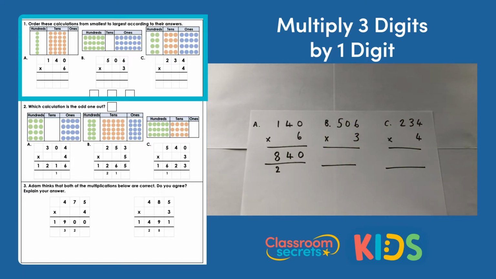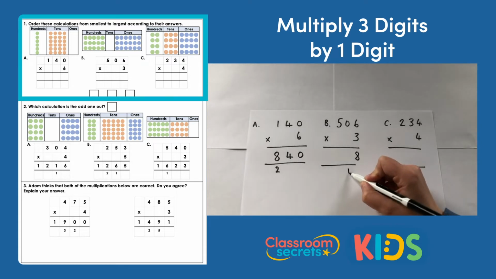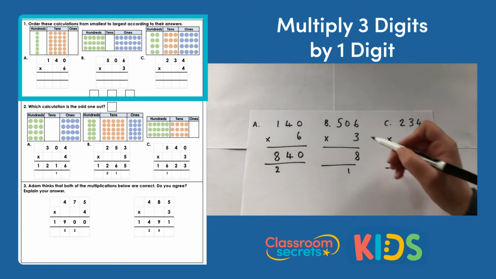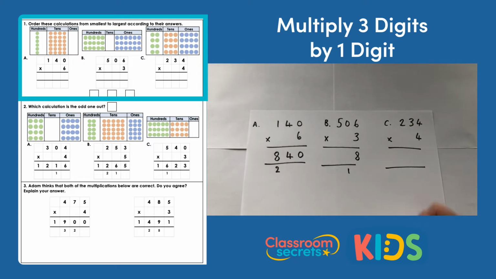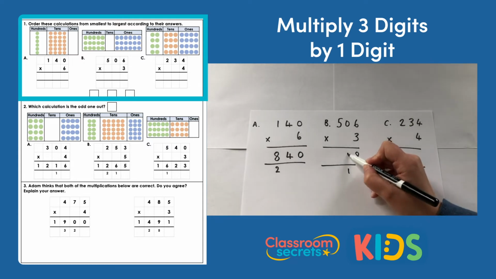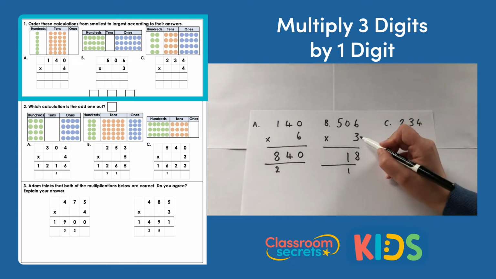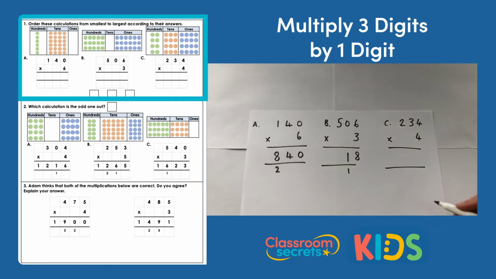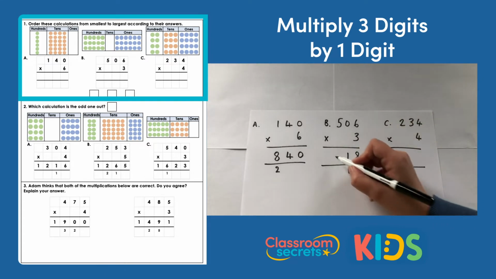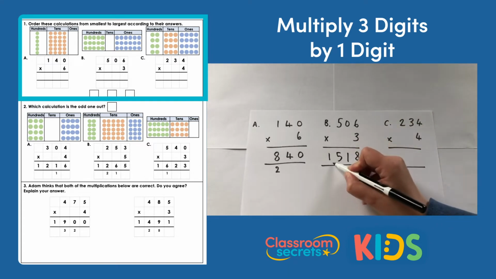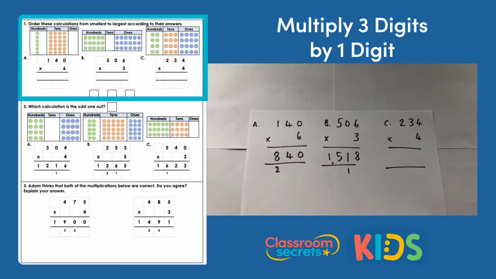Calculation B, 506 times 3. So 6 times 3 is 18. My ones go underneath my ones, and my 10 is exchanged into the tens column. 3 times 0 is 0, but I have my exchanged 10 there, so I write it up here. And then 3 times 500 is 1,500, so we're using our thousands column there as well.